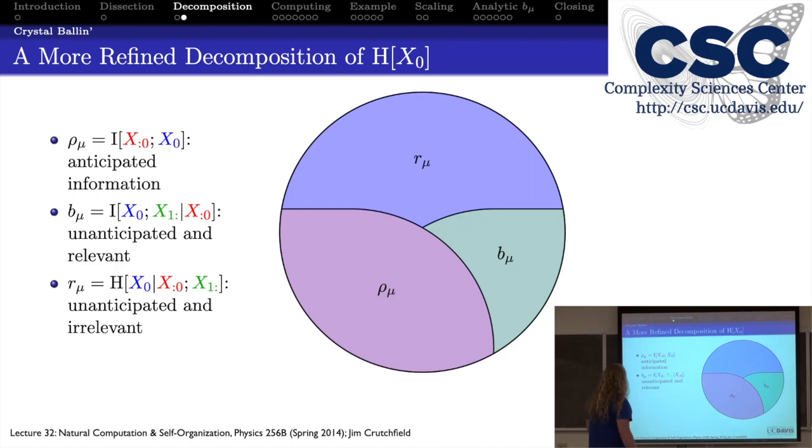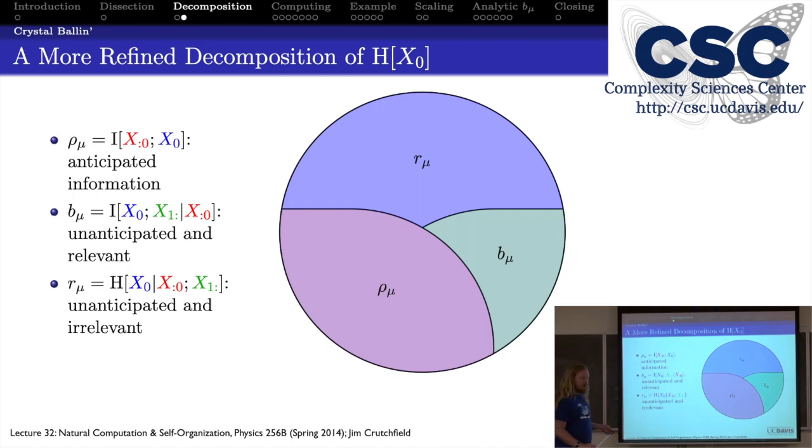But we will refer to it as the bound information in the rest of this talk. So we have anticipated information, ephemeral information, and bound information. And on this diagram, we can think about a number of different processes.